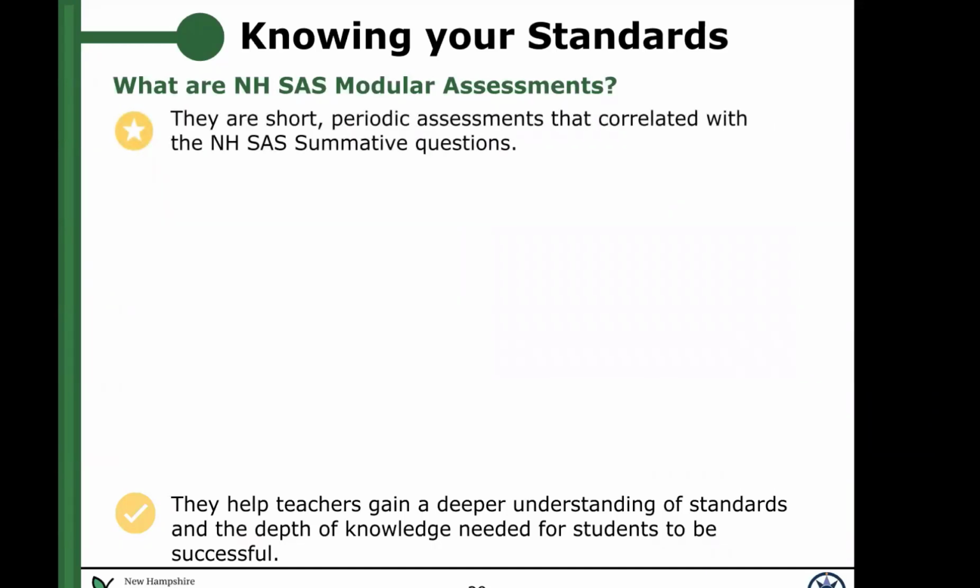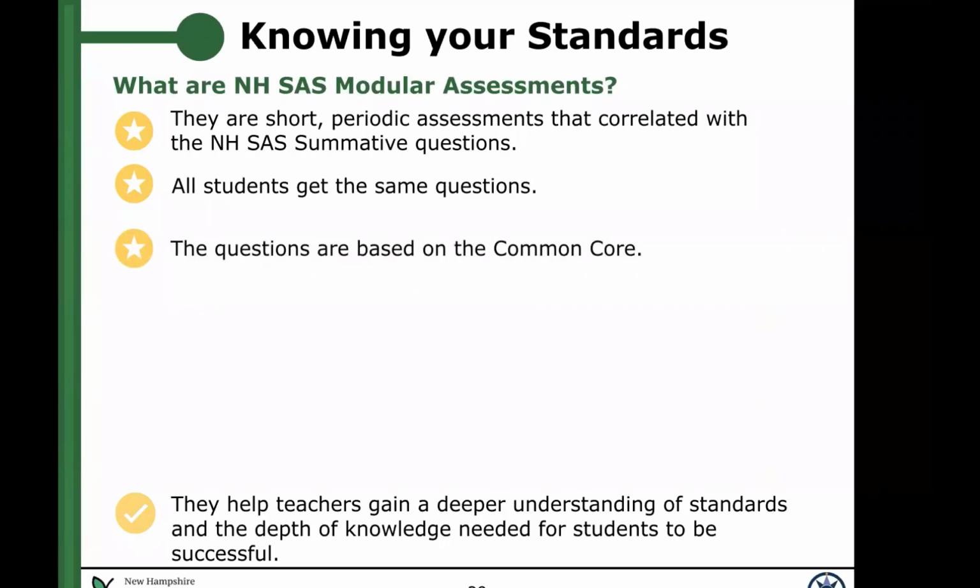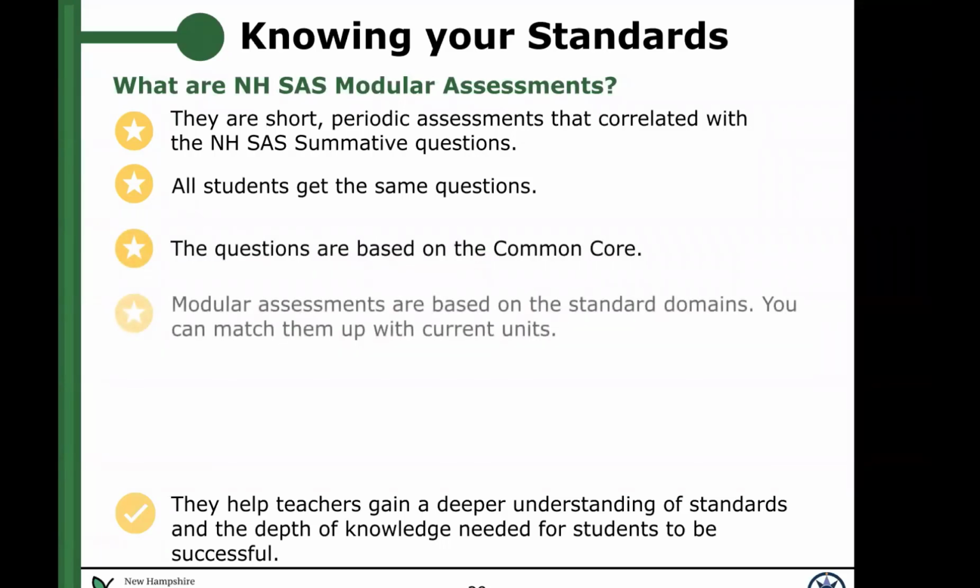They're short periodic assessments that correlate with New Hampshire SAS summative questions. These are not as long as the summatives. They're a lot shorter, 8 to 10 questions, maybe 12. ELA is a little bit longer. There are also quick writes that you can do to simulate what they're going to be writing on a summative. All students get the same questions. All the questions are based on the Common Core, just like on the summative.